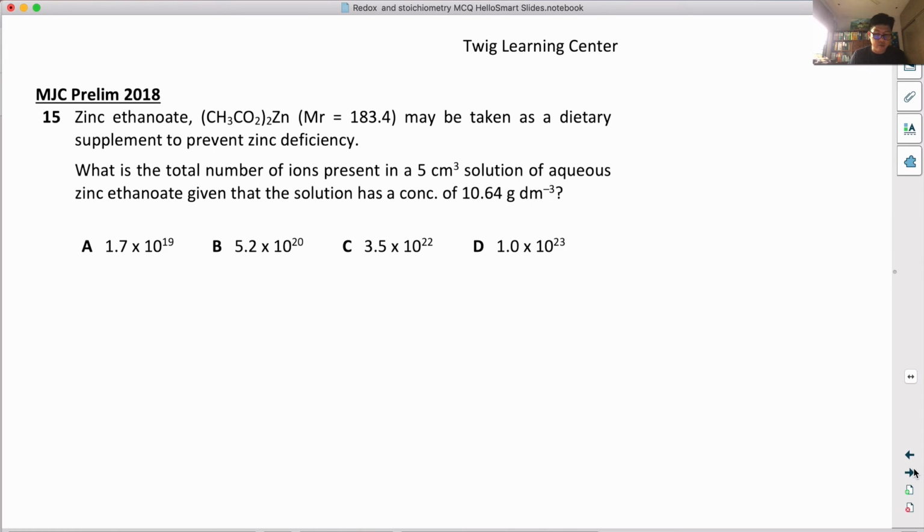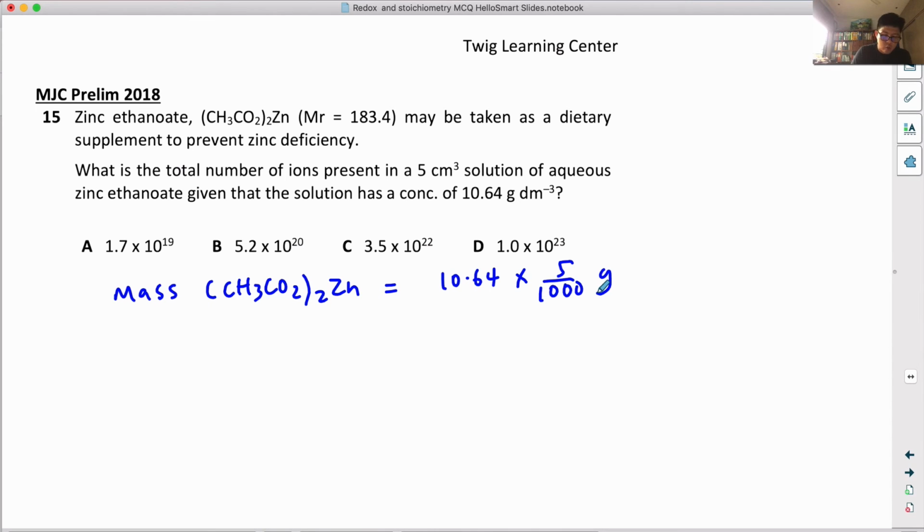Let's try question 15. Zinc acetate may be taken as a dietary supplement. What's the total number of ions present in 5 cm³ of zinc acetate? Given this concentration, we can find the mass first, the mass of zinc acetate. Just let me write this down. The mass of this is 10.64 times 5 over 1000, and this will give you the grams.